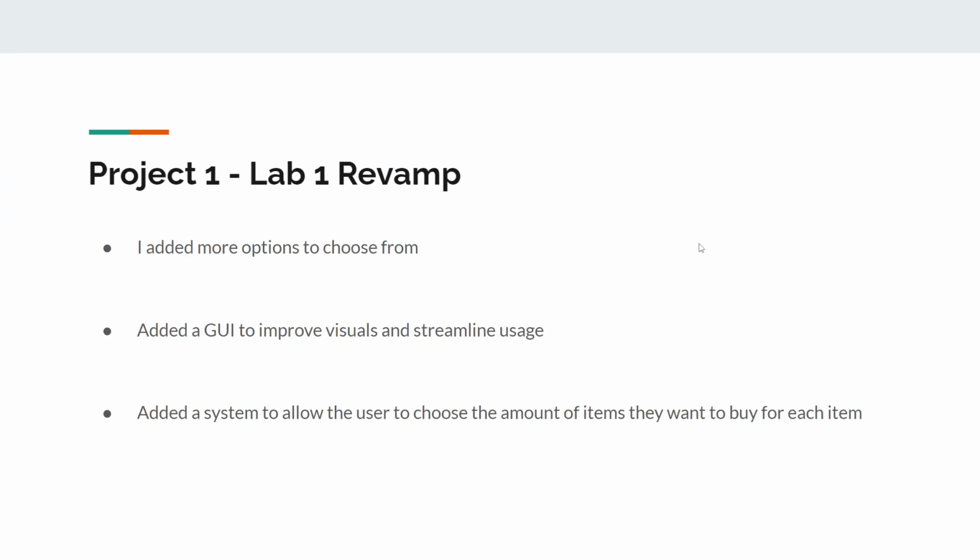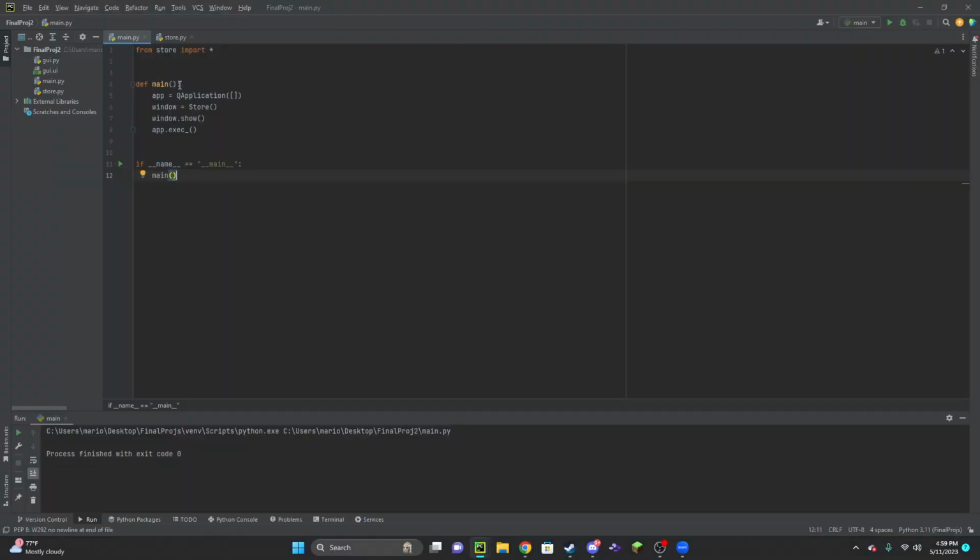So starting with project 1, we have the Lab 1 revamp, and let me pull that up. I essentially decided to add more options to choose from. I added a GUI to improve the visuals and streamline usage to make it easier. And I added a system using the GUI to allow the user to choose an amount of items they want to buy by inputting a new box, which you'll see. So for that, here we go.